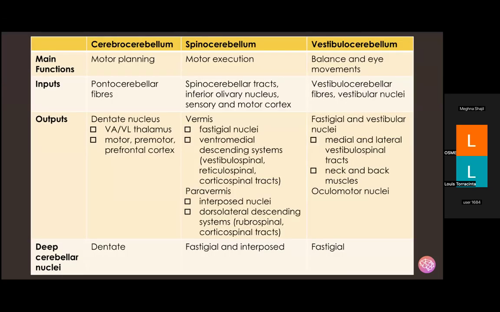So there's different parts of the cerebellum. There's the cerebrocerebellum, which is involved in motor planning. The spinocerebellum is involved more in execution, and the vestibulocerebellum is more involved with balance and eye movements. Again, these are understood quite well, but not super well, and they're quite complex. But they have different nuclei, which I think is quite important to know. The cerebrocerebellum has the dentate nuclei, the spinocerebellum has the vestigial and interposed nuclei, and the vestibulocerebellum has the vestibular nuclei. Okay.